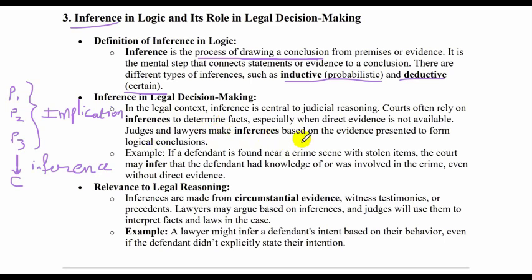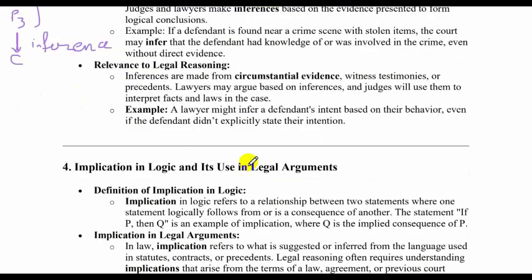Judges and lawyers make inferences based on evidence presented to form logical conclusions. Example: if a defendant is found near a crime scene with stolen items, the court may infer that the defendant had knowledge of or was involved in the crime, even without direct evidence. So this is what inference is. If direct evidence is not available, then the court will infer based on circumstantial evidence.